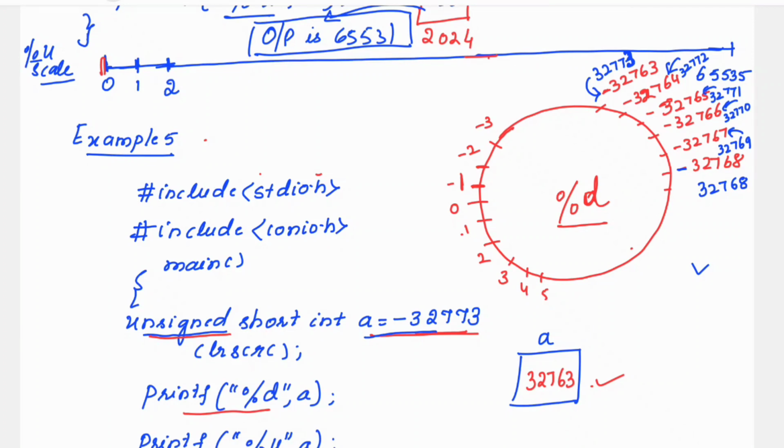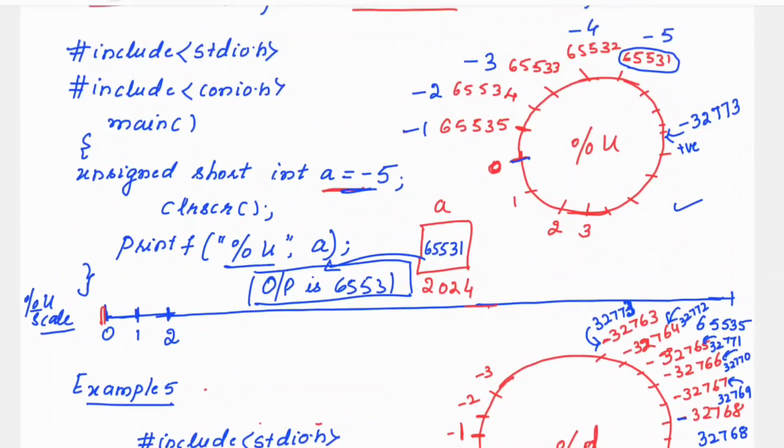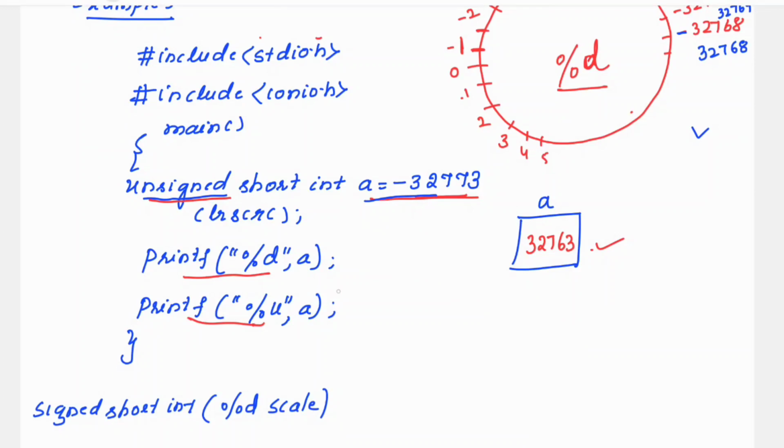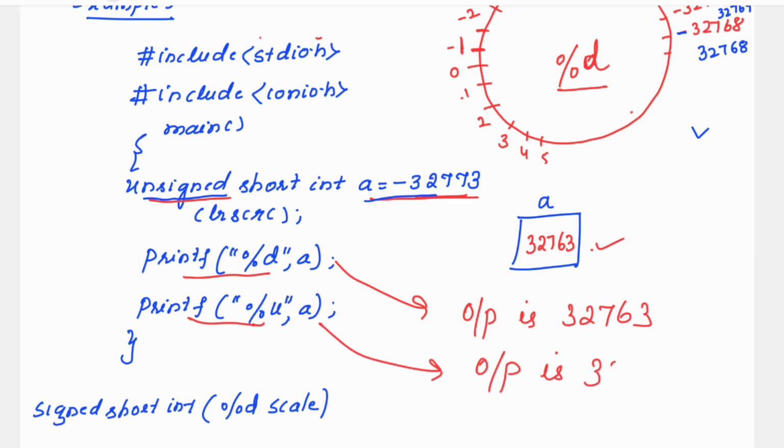Then the next printf statement is %u. %u is the unsigned circle and it will check whether 32763 is there. Yes, it is there in that circle also. So this output is what here? 32763. Even here the output is what? 32763.